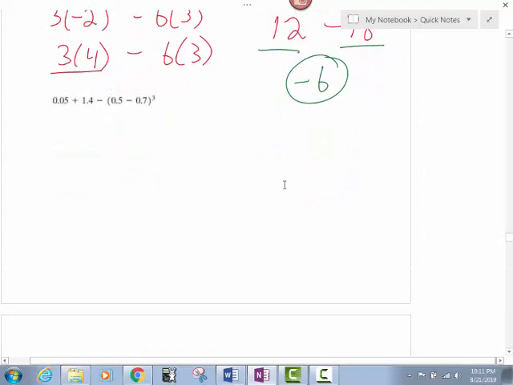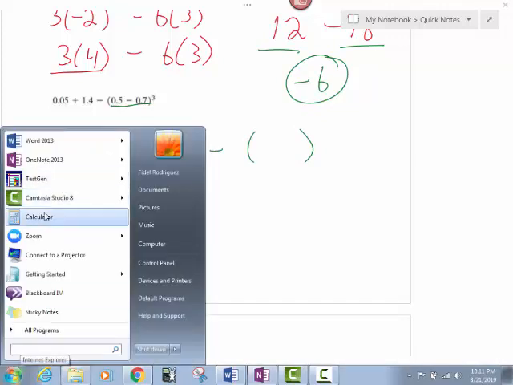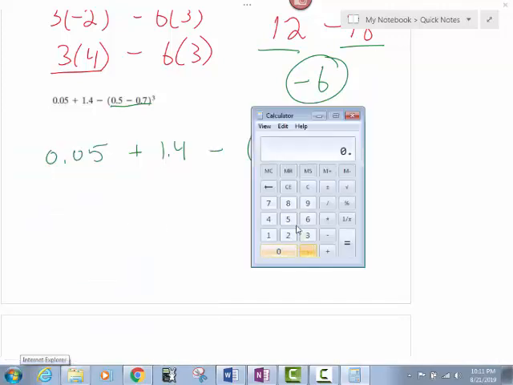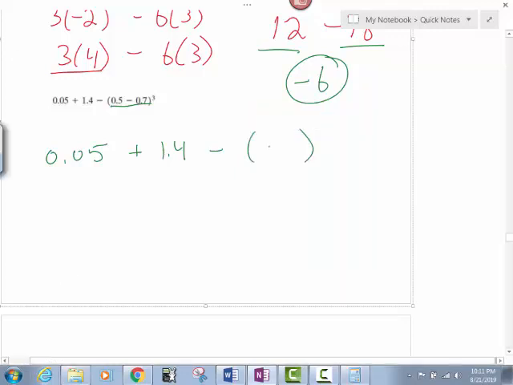So for our last problem here, we have decimals, so I'm definitely going to use my calculator. I have to do what's on the inside of the parentheses first. So let me go ahead and write the first part. Okay. I'm going to take my calculator. Let me grab it over here. We're going to take 0.5, right, minus 0.7. That gives me a negative 0.2. Okay, so right here, negative 0.2.